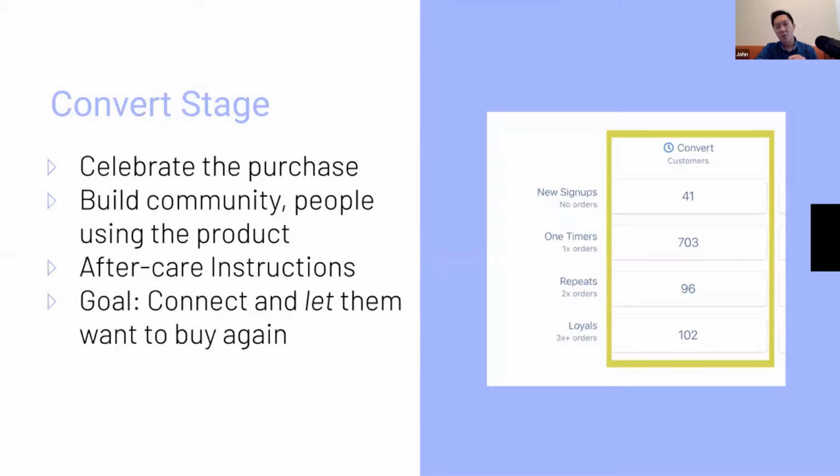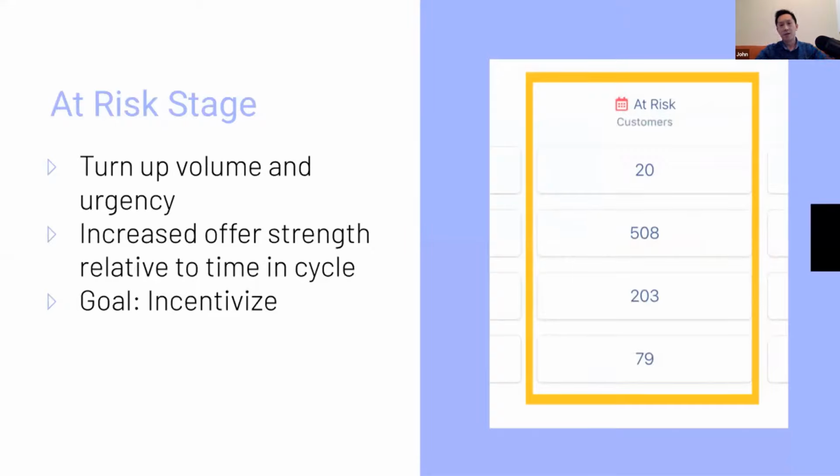Once they don't buy at this convert stage, they enter the at-risk stage. What we've seen is the belly in the middle, typically lasting between 8 to 12 weeks. It's really the last chance you can change someone's mind and induce a purchase. So the goal here is to incentivize them with best products, recent sales, new releases, things you can do to increase volume, urgency, and offer strength, to induce another repeat purchase while there's still time.